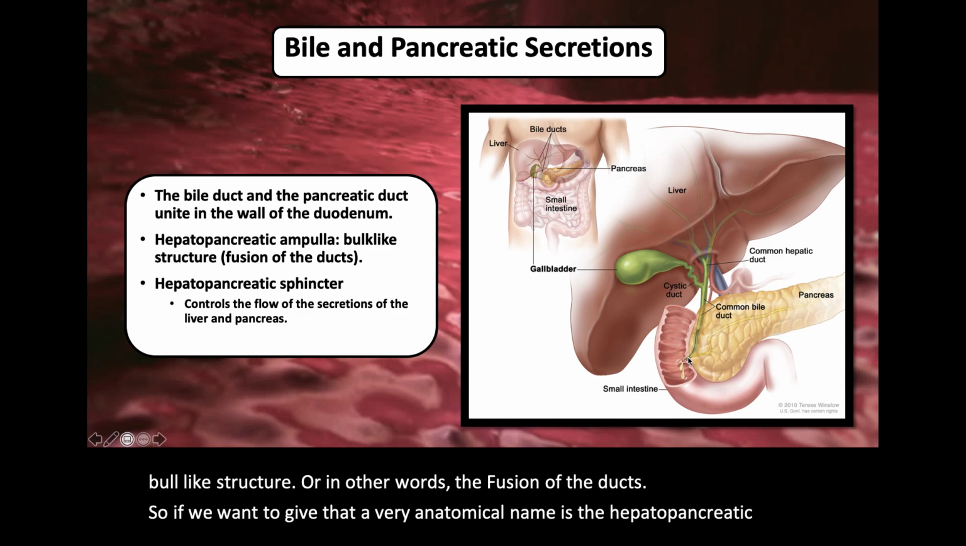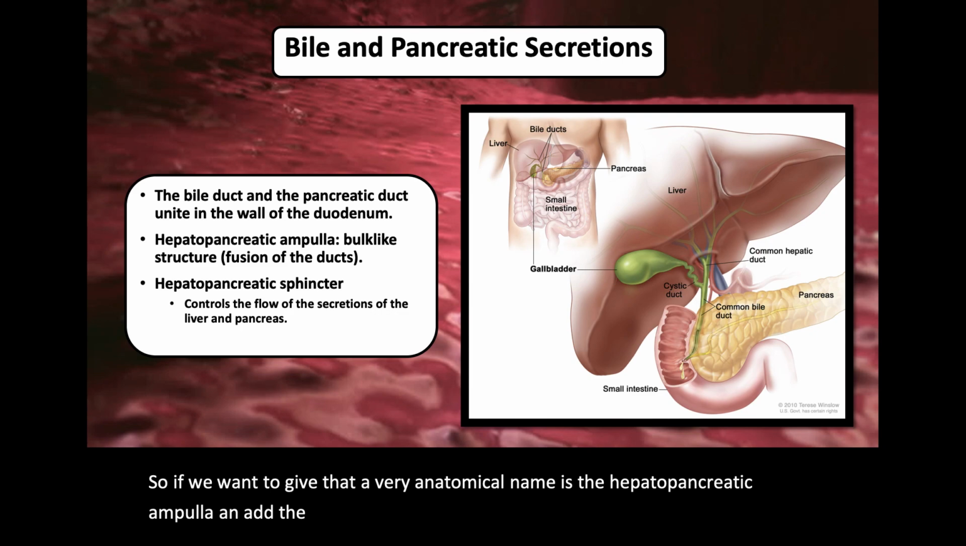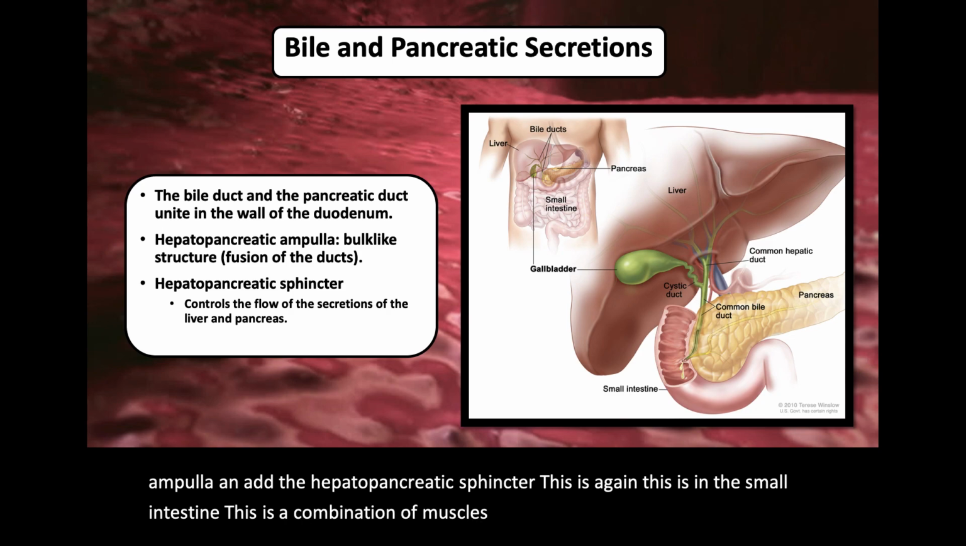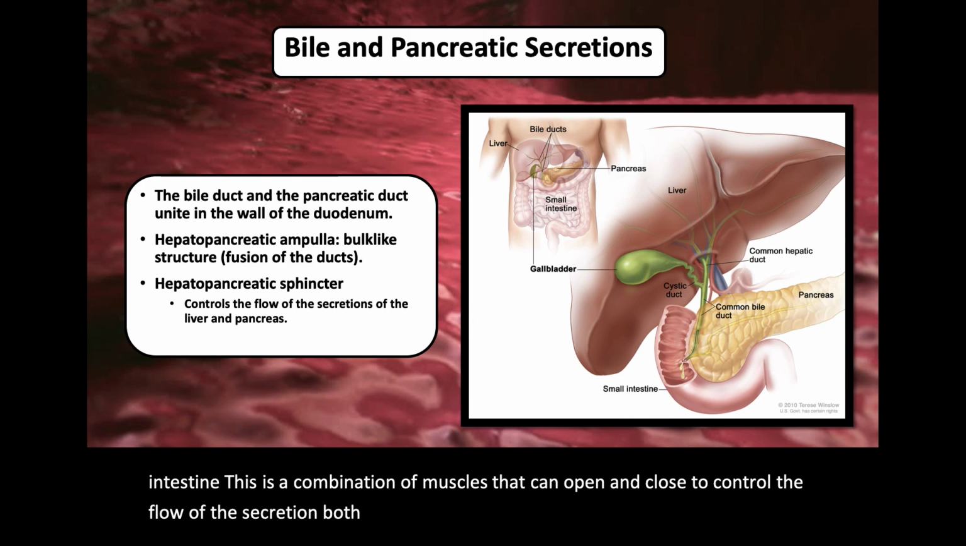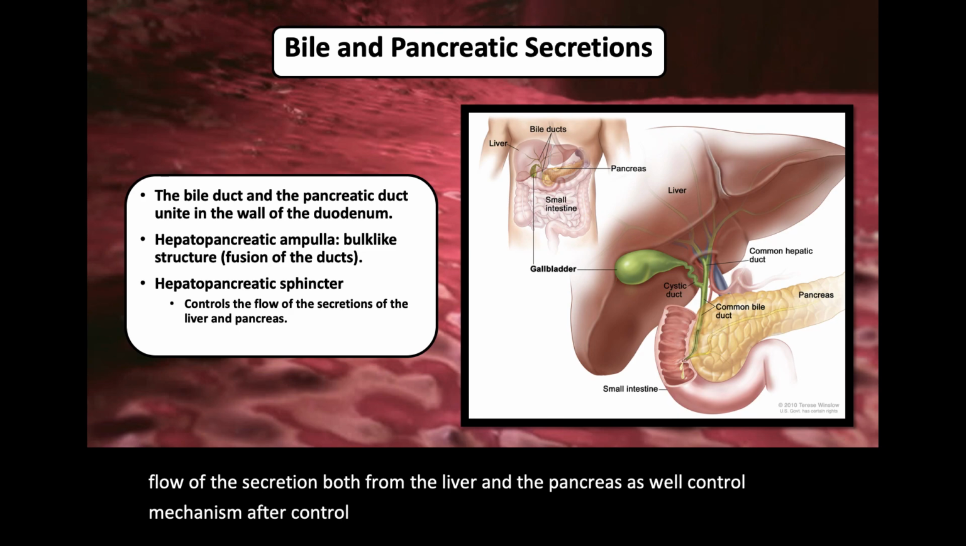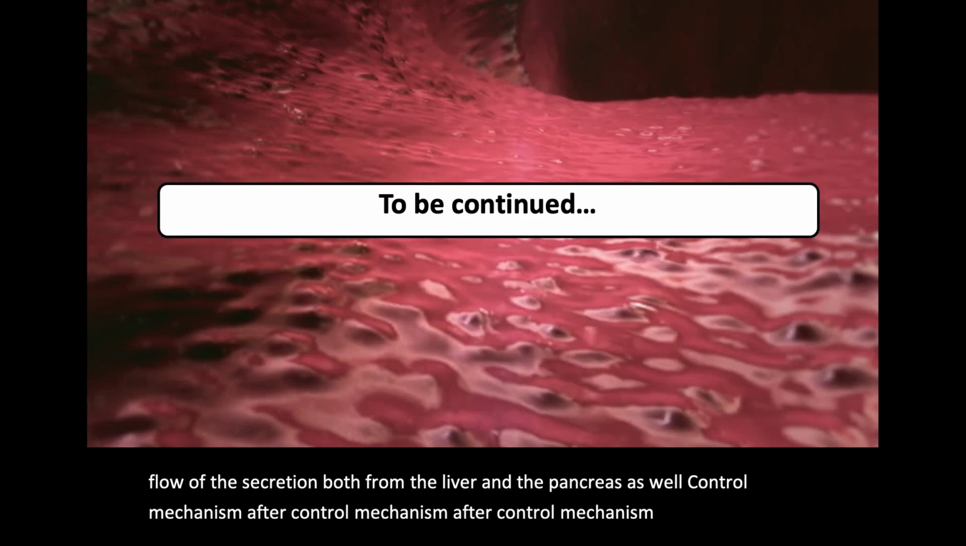And at the hepatopancreatic sphincter, this is in the small intestine. This is a combination of muscles that can open and close to control the flow of the secretions from both the liver and the pancreas. Control mechanism after control mechanism after control mechanism to ensure a very, very regulated process.